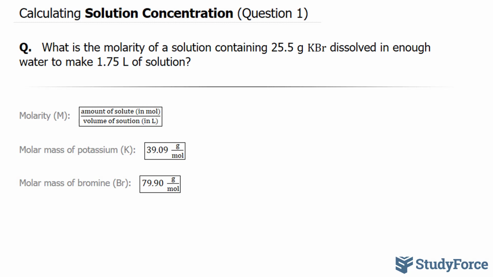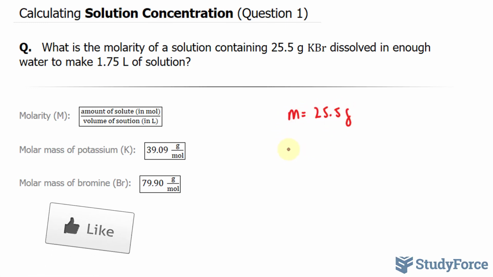What we have to do is use the mass of 25.5 grams and the molar mass of potassium bromide to find the number of moles. And with the number of moles, we can use this formula to find its molarity. So let's start off by writing out everything we know. We know that the mass is equal to 25.5.